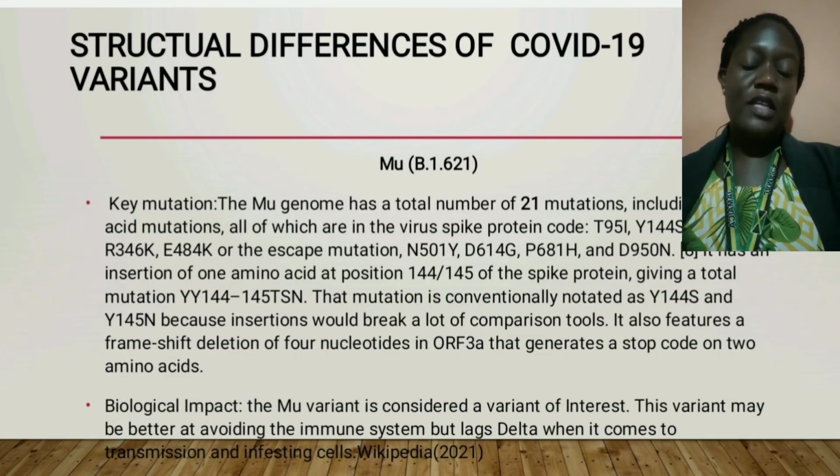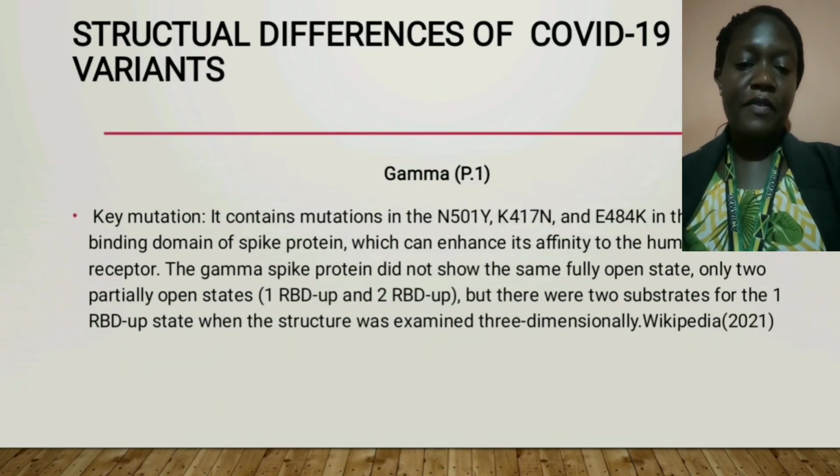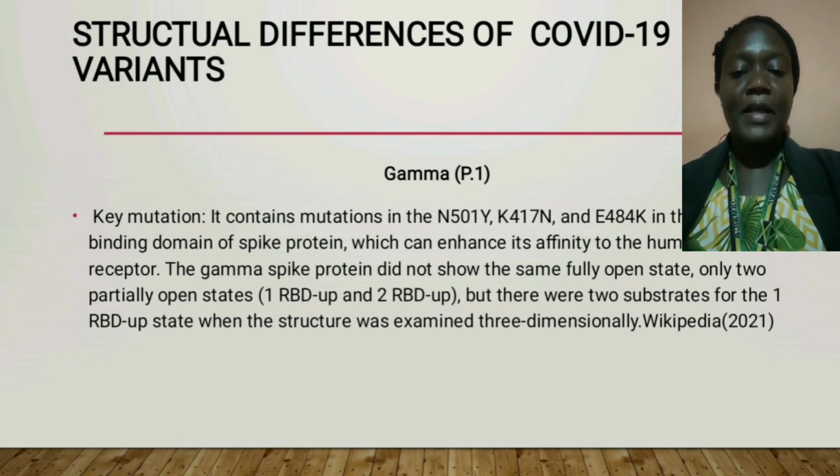With the Mu variant, it has 21 amino acid mutations in its spike protein and 9 amino acid swaps. Even though it has 21 mutations, it is not considered as transmissible as the other variants. However, it is considered to be better at avoiding immunity to vaccines. The Gamma variant has 3 mutations. It is not as much as the other variants. It is not as transmissible as the other variants. It does not attach to the ACE2 of the human cells.